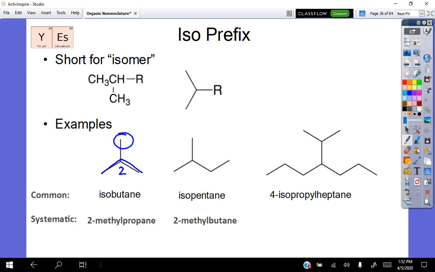Same deal with isopentane. It's got a 4-carbon parent chain, and on the second carbon is a methyl group. Systematically, it's called 2-methylbutane, but commonly it's referred to as isopentane.